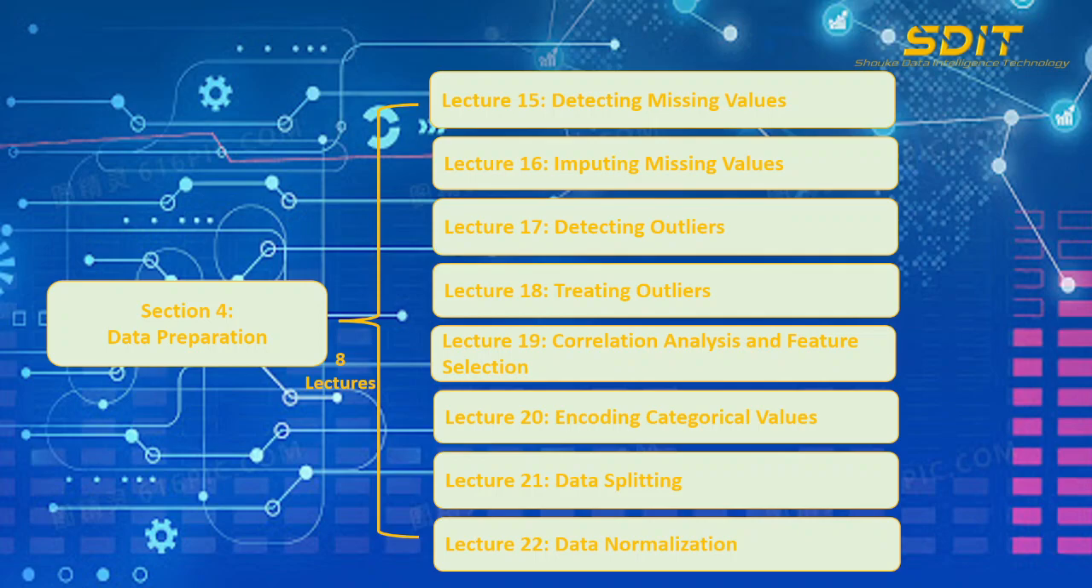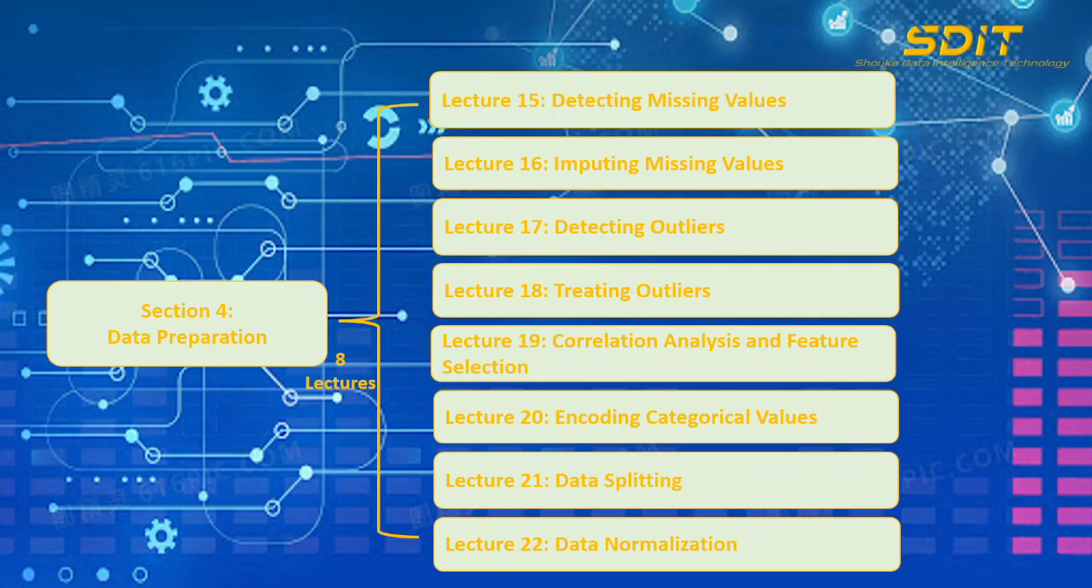In section 4, Data preparation, it contains 8 lectures. We will learn different methods to detect missing values in lecture 15 and learn how to impute the missing values in lecture 16, detect the outliers in lecture 17, and treat these outliers in lecture 18.